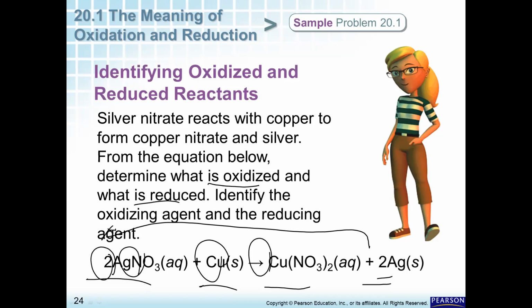And the copper, with 0 charge, became 2 plus. And that is what we call oxidation, because it has lost electrons. Why do we have 2 silver? Because it needs 2 electrons, and these 2 electrons are coming from the copper. Which one is the reducing agent? In that case, it's going to be the copper. And the silver is the one which is the oxidizing agent.